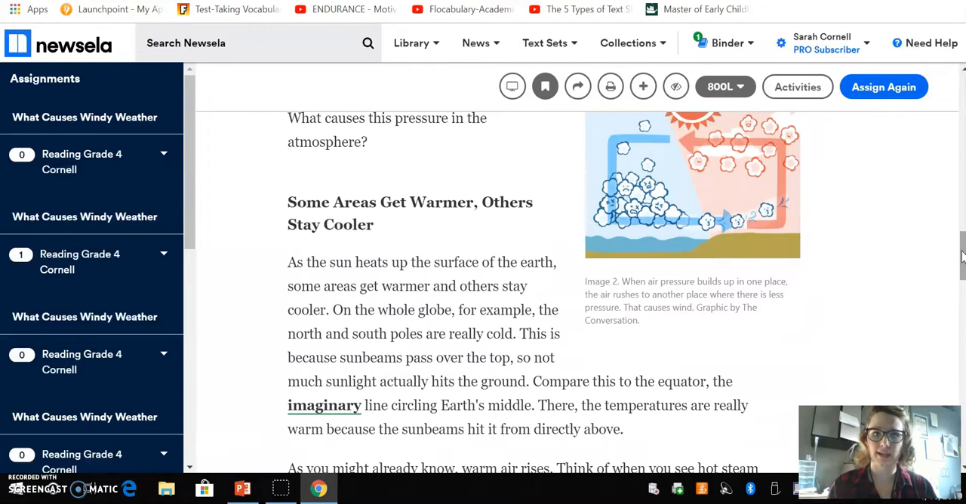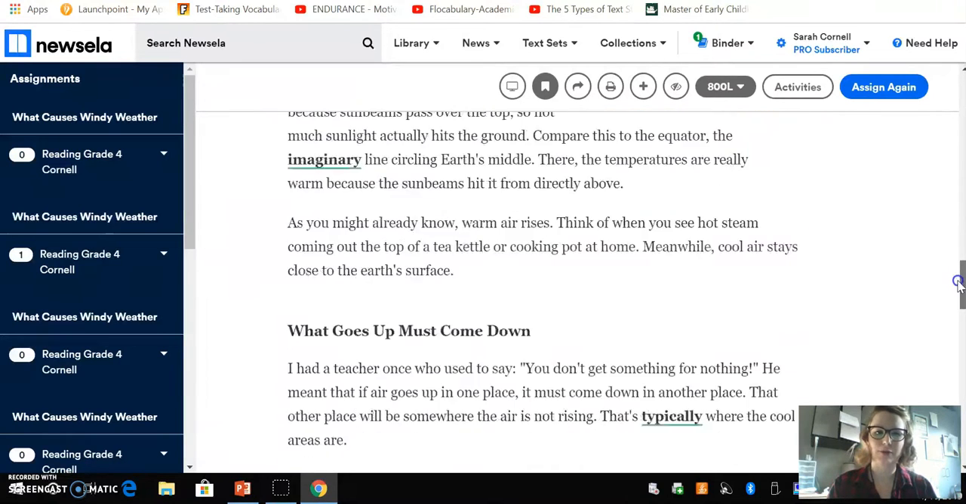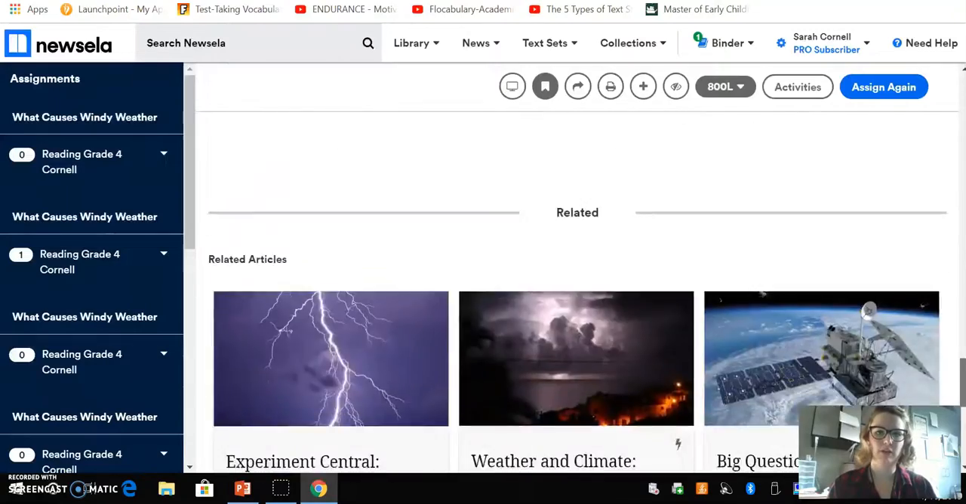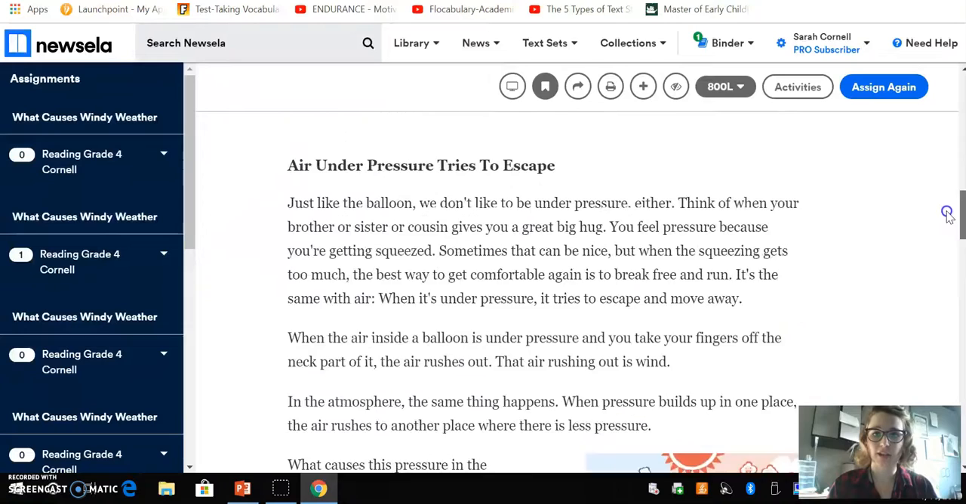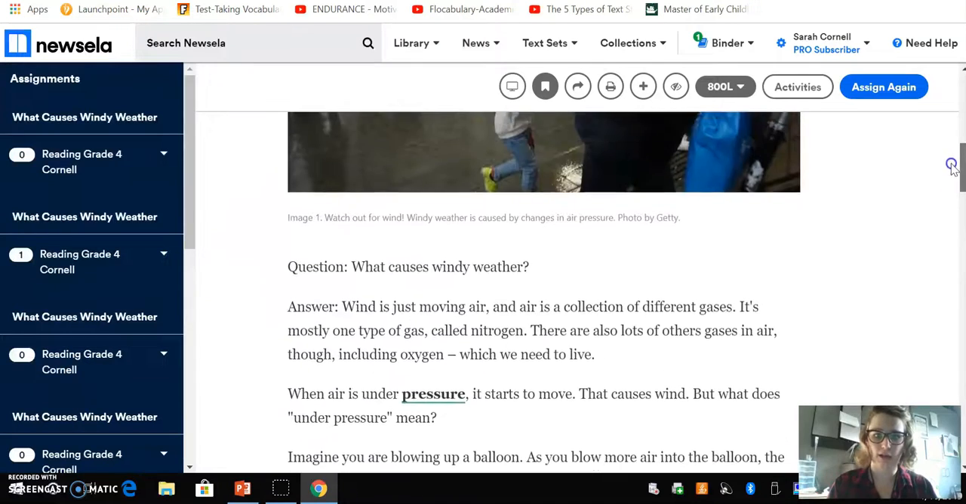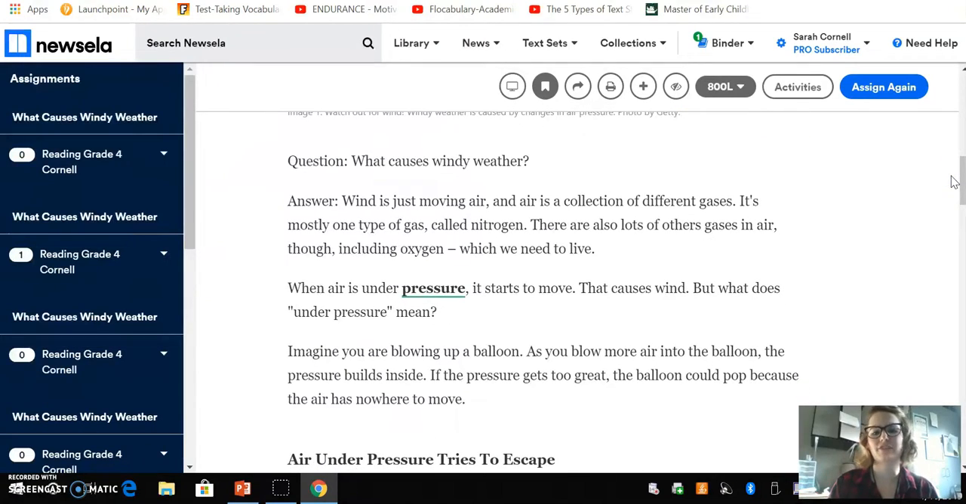Okay, so I'm going to pause there. What I need you guys to know is that I would usually continue reading, because my goal is just to read the entire text. But for the sake of time, I'm going to go ahead and stop and come up to the top, because I know that I need to focus on words that I'm not sure about the meaning of.